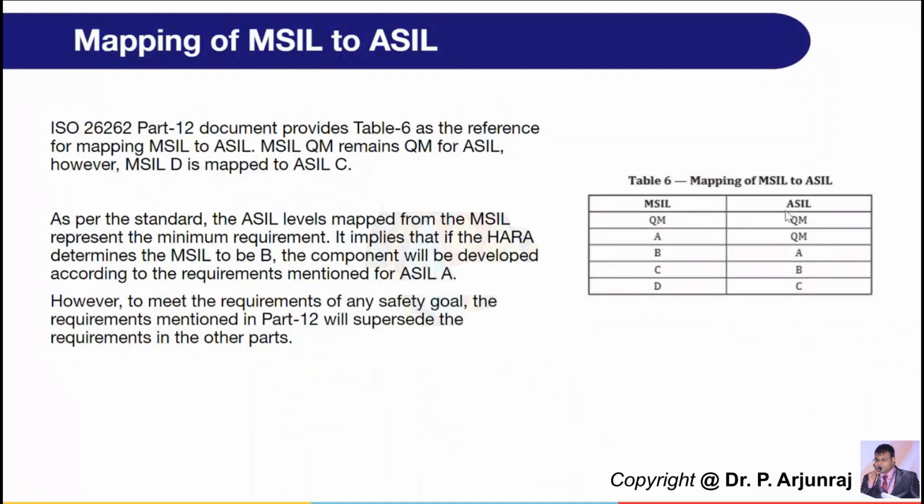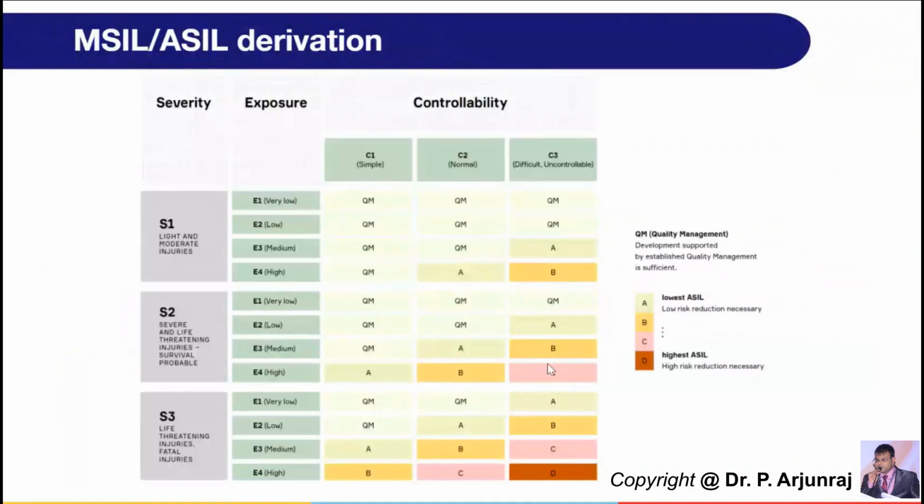We have quality management A, B, C, D, right? This is the normal thing we have. But when you're mapping it, I told you ASIL C is the highest one, which is not, but MSIL D. So when I say ASIL C, which is getting mapped, it is equal to MSIL D. So here it is C, here it is C, and here it is C. So this is nothing but MSIL D, which is the highest risk for the motorcycle.